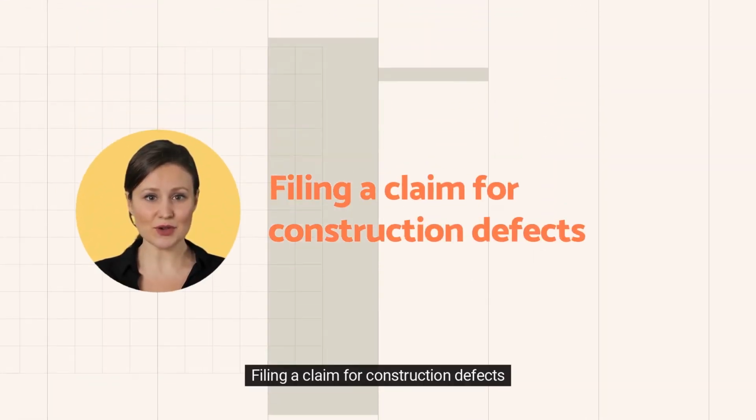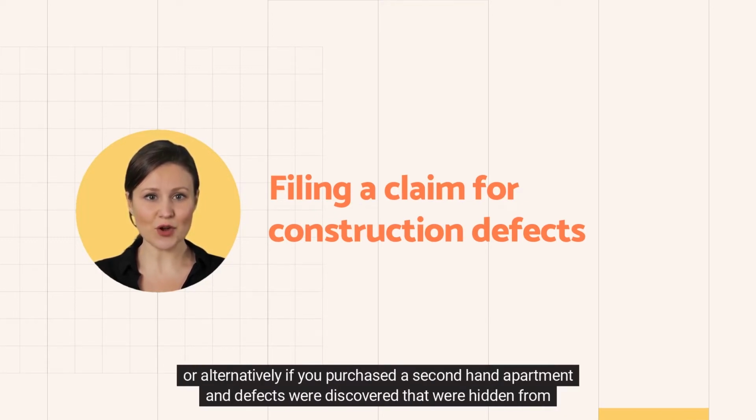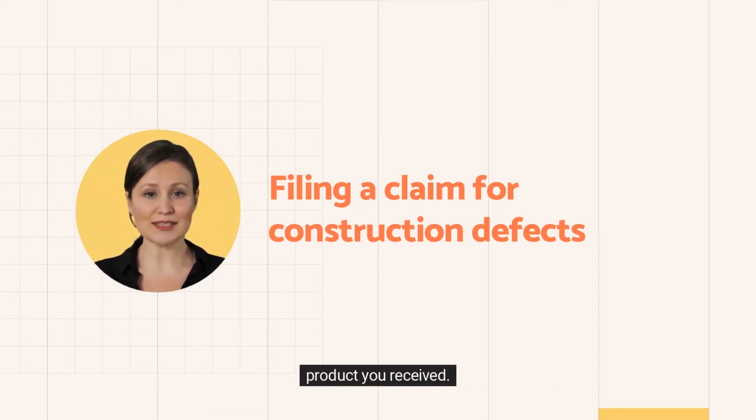Filing a claim for construction defects. If you find any defects in the structure you purchased and you intend to file a claim against the contractor, or alternatively, if you purchased a second-hand apartment and defects were discovered that were hidden from you and you want to sue the seller, it is important to understand that not all are dissatisfied with the product you received.